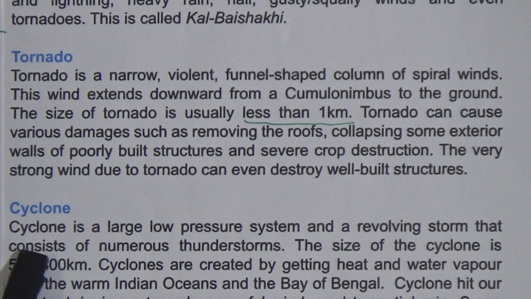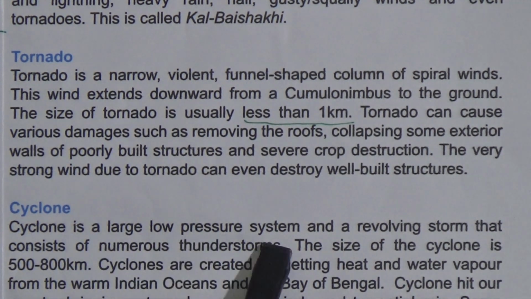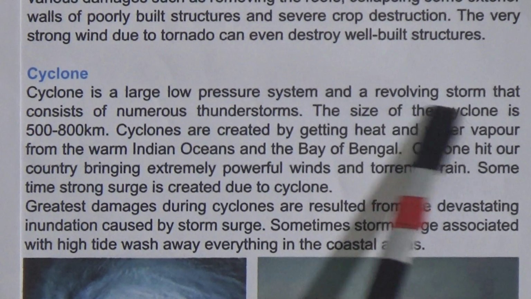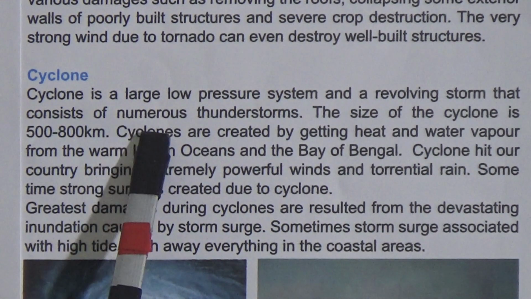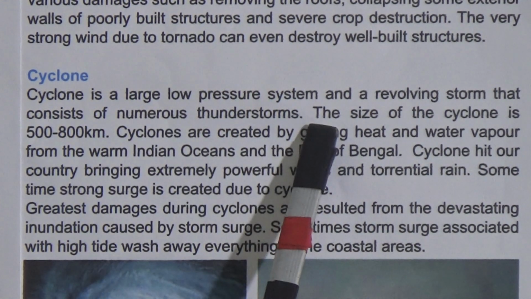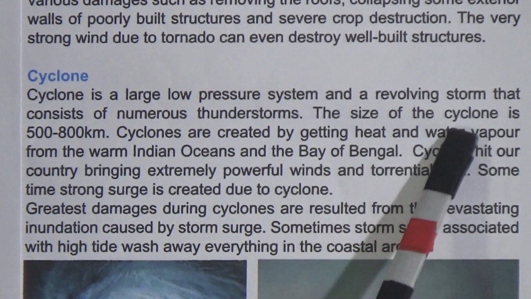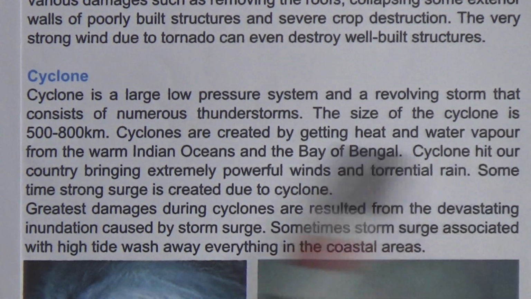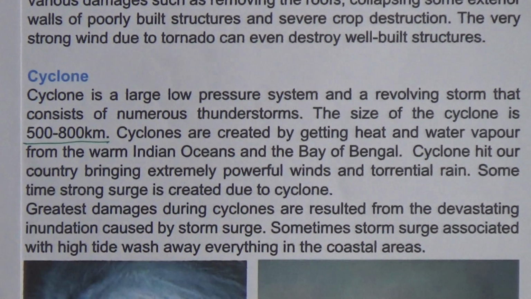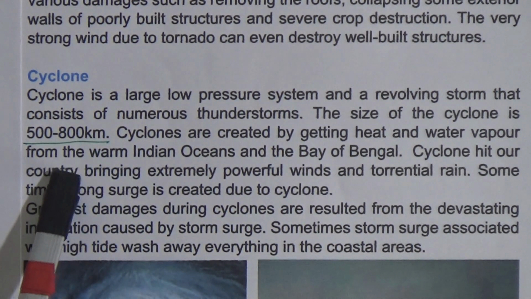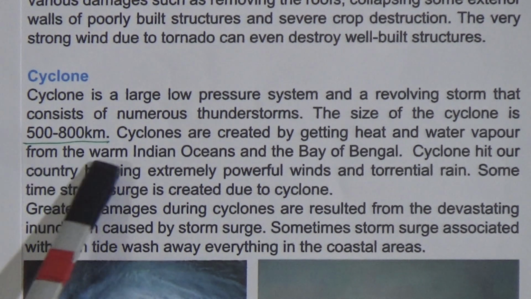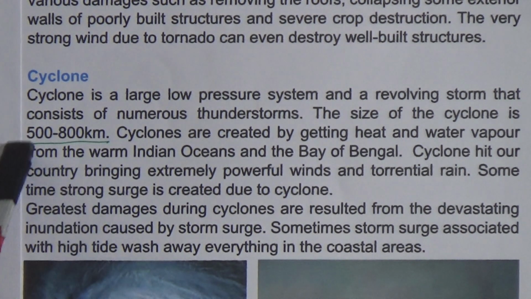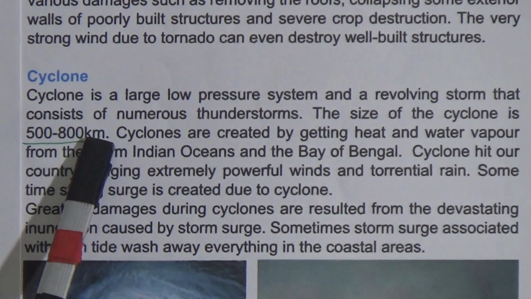Now come to the cyclone. A cyclone is a large low pressure system and a revolving storm that consists of numerous thunderstorms. The size of a cyclone is 500 to 800 kilometers, whereas the size of Kalboishaki is several kilometers to 20 kilometers. The size of a tornado is less than 1 kilometer. The size of a cyclone is 500 to 800 kilometers.